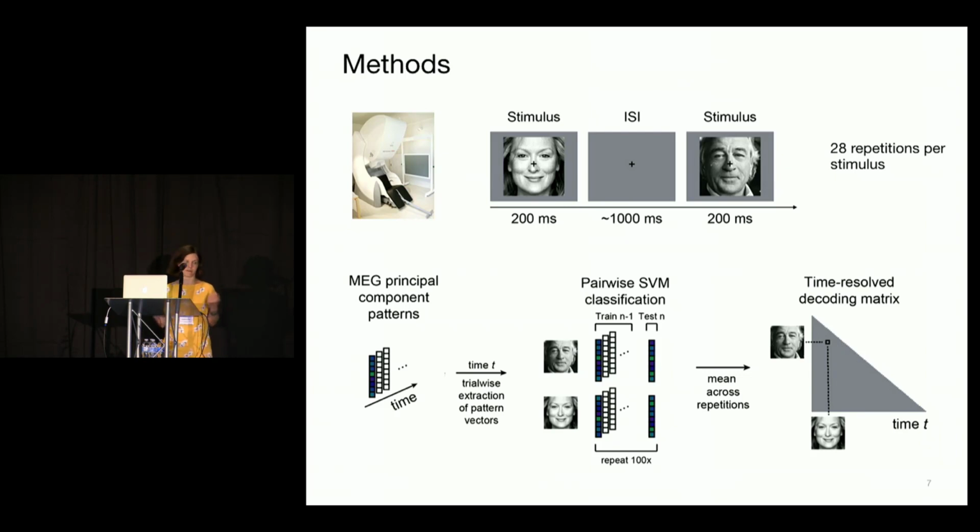And we would then do the same thing again for all the other milliseconds when the image is on. So at the end, what we get is a decoding matrix that is resolved over time for each millisecond, and that tells us something about how dissimilar these face images are represented. So I will refer to this as representational dissimilarity matrix, or RDM, throughout the talk.